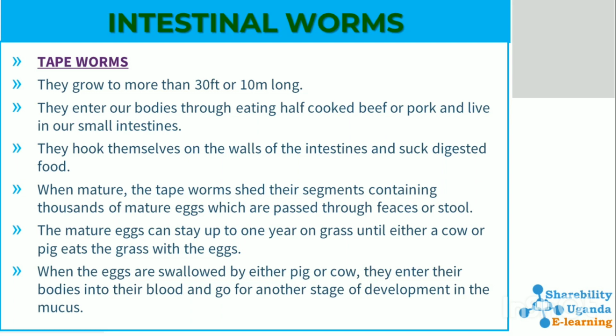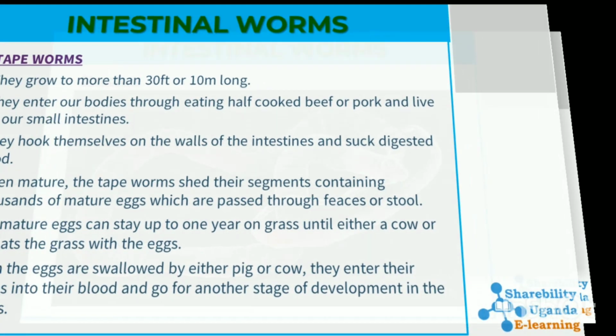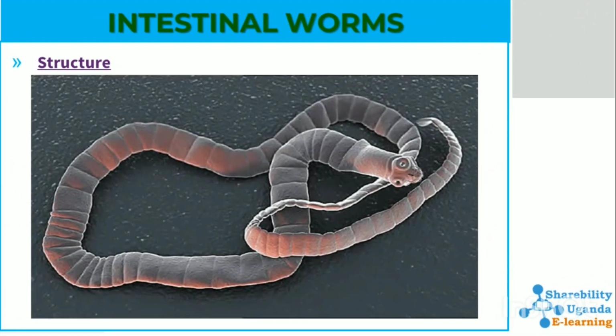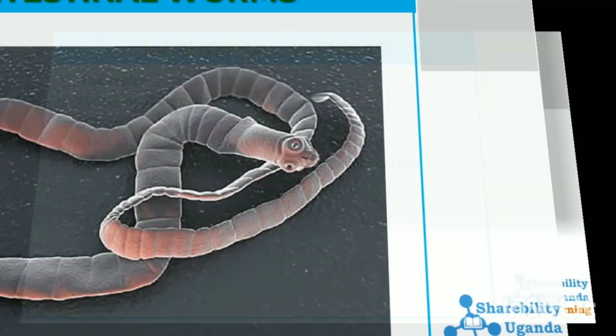When the eggs are swallowed by either a pig or a cow, they enter their blood system and go for another stage of development in the muscles. This is how the tapeworm looks. That is its physical appearance. It can only be seen using a microscope. We can't see tapeworms using our naked eyes because they are very tiny.